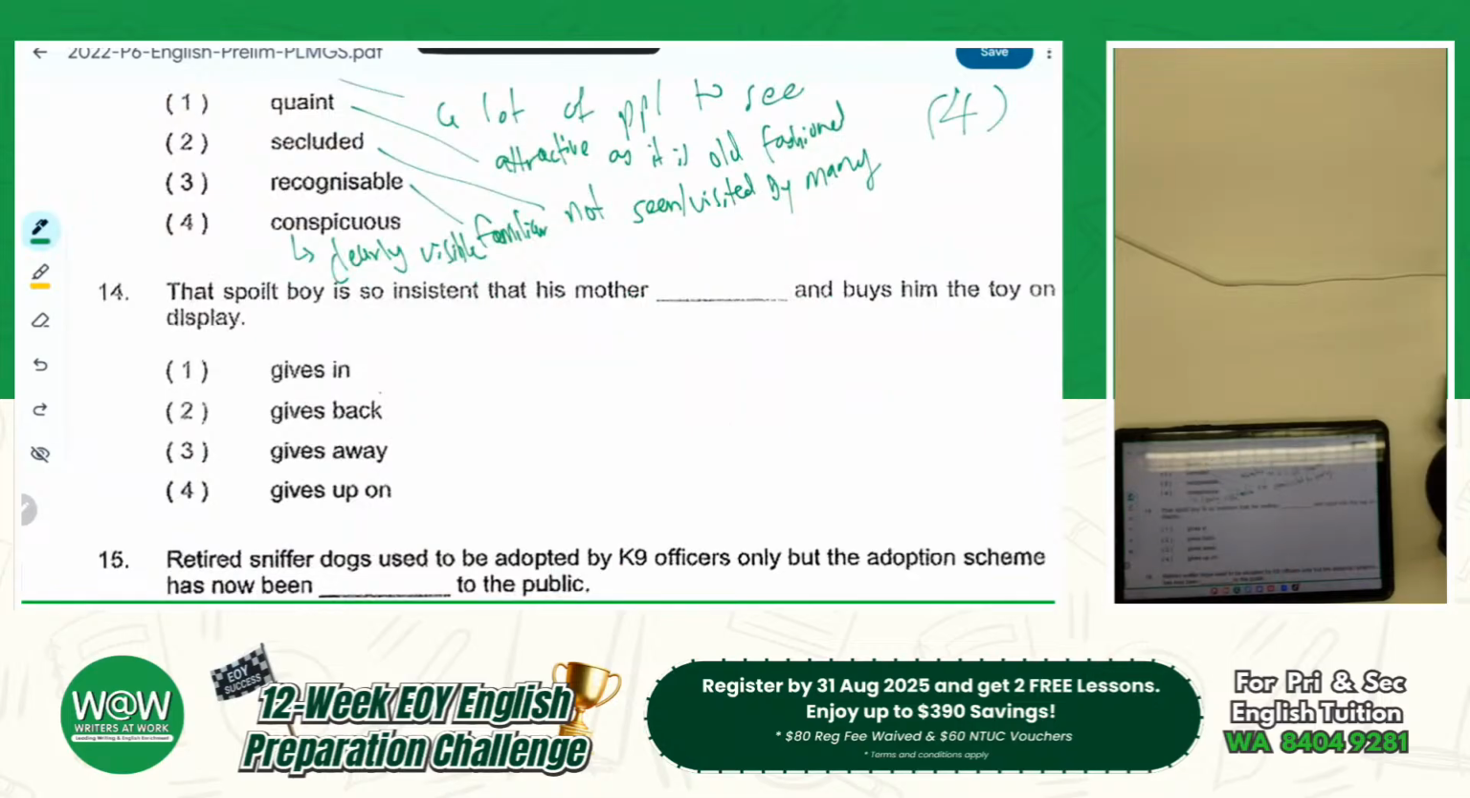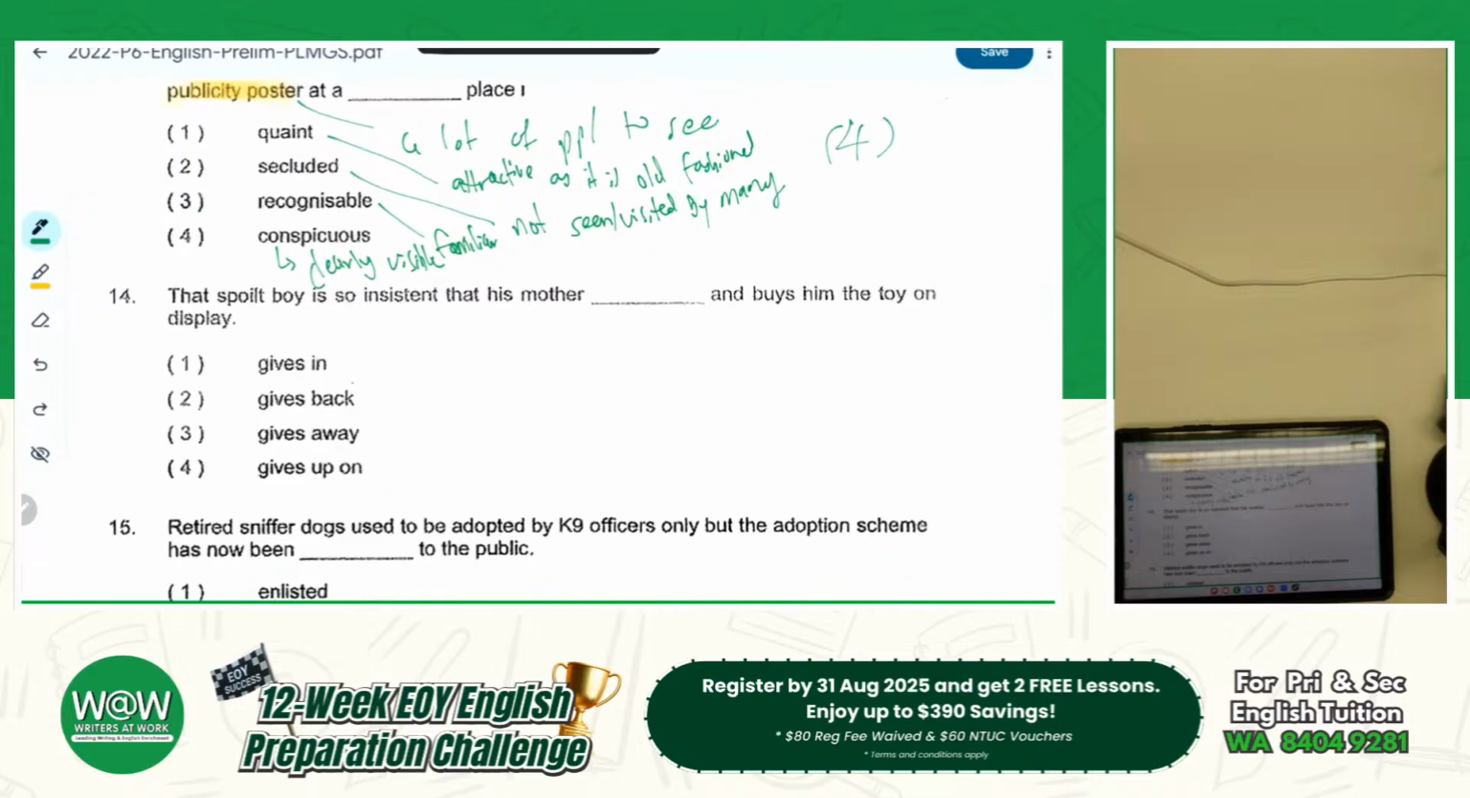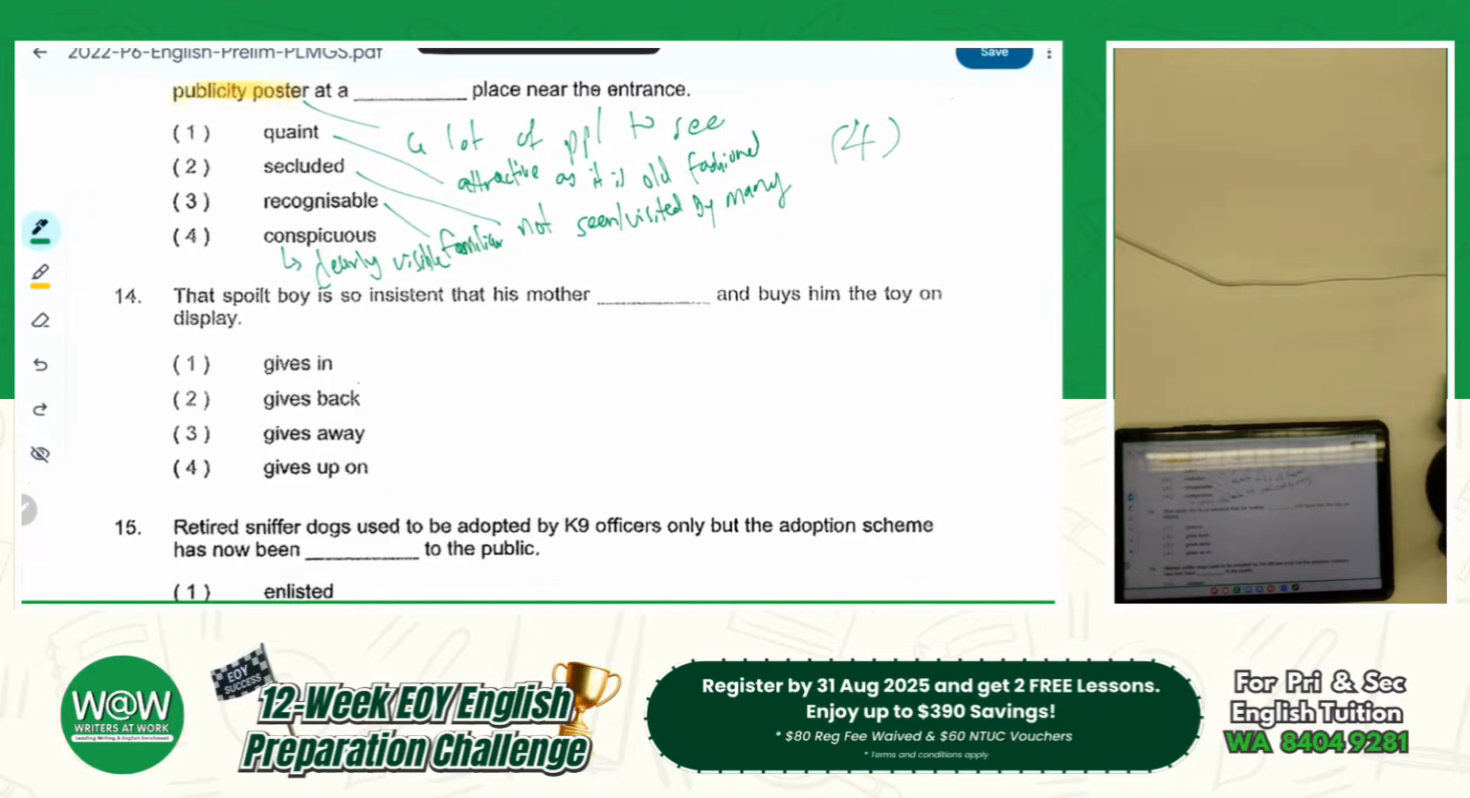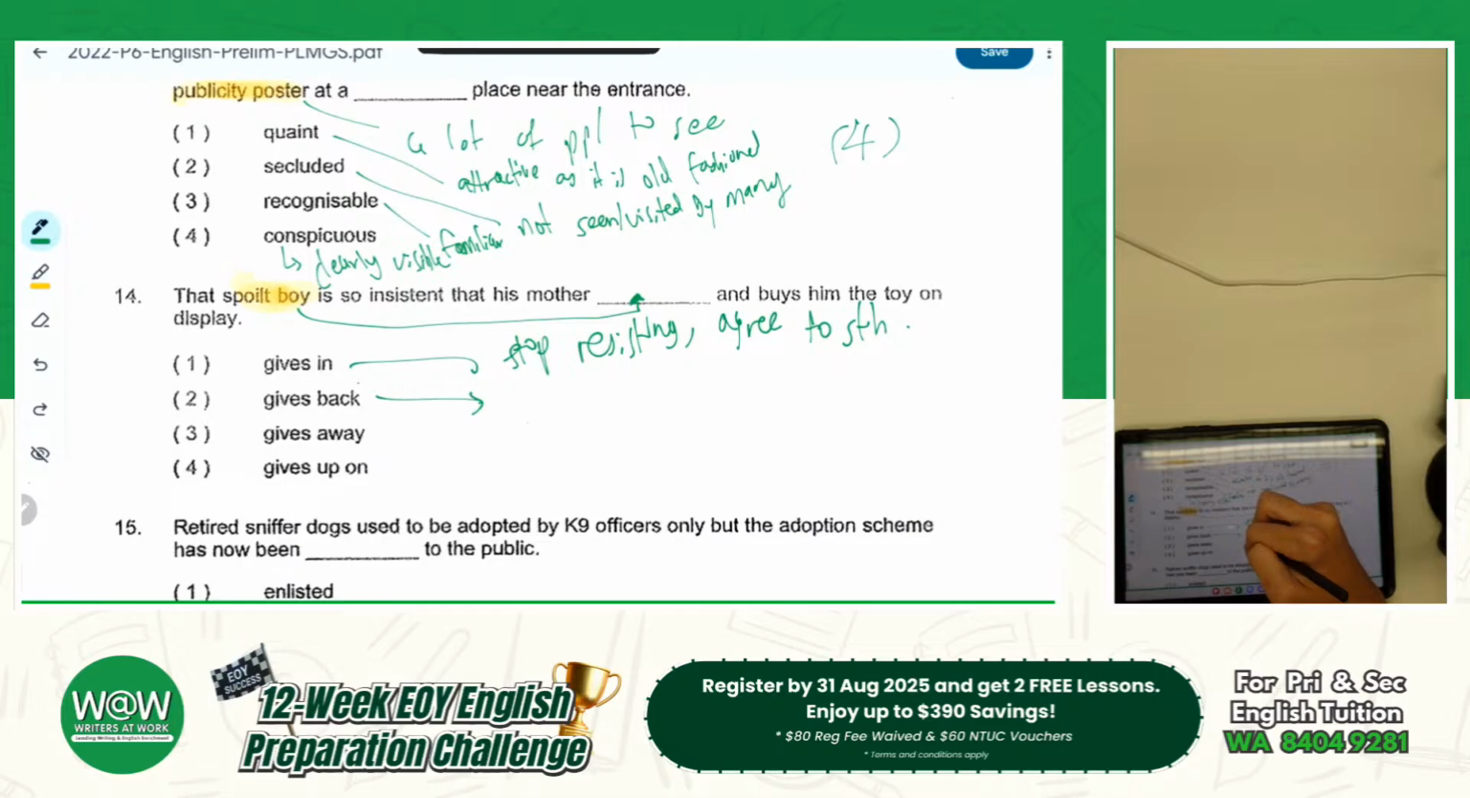Okay, look at number 14 now. That spoiled boy is so insistent that his mother dash and buy him the toy on display. Okay, you say that this is quite a straightforward question. Spoiled boy means that he probably is very stubborn, right? Okay, number 1, give in. Yes. So basically, give in here means that you stop resisting and agree to something. Okay, next we have give back. So give back here means that you return something to the person who gave you.